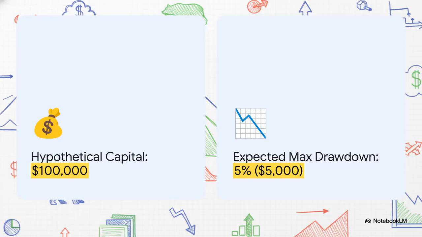To make this all concrete, this case study is based on a hypothetical capital of $100,000. Now, the plan had a built-in safety net, an expected maximum drawdown of 5%, which comes out to $5,000. This is a critical number because it's what ultimately determines the position sizing.